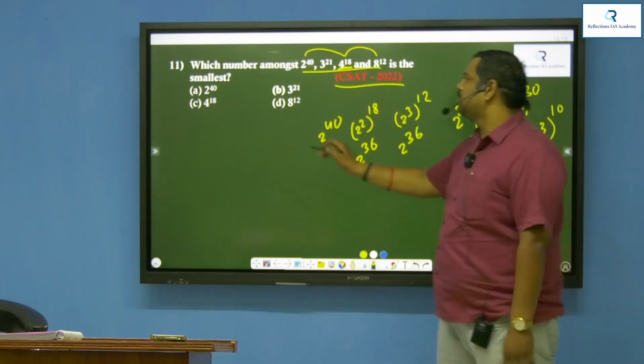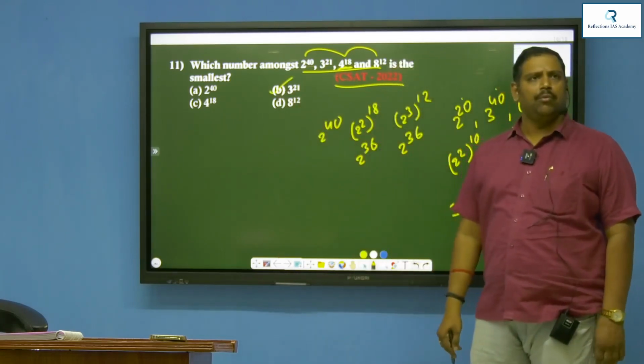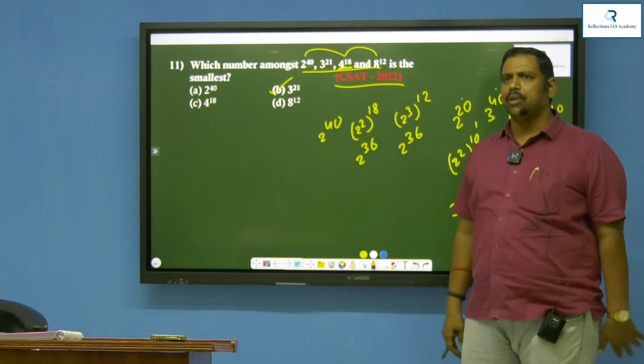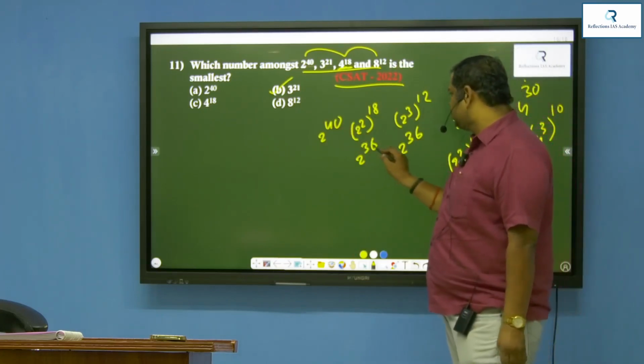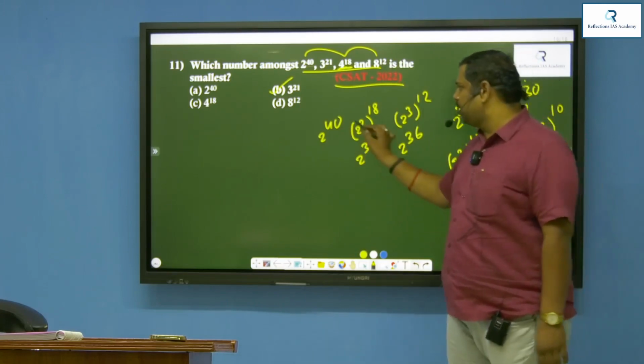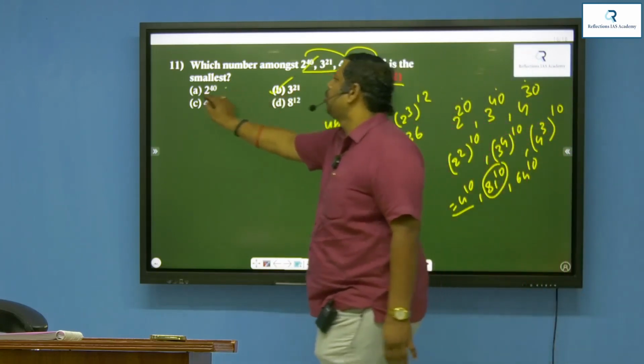So it means 2 power 36. I can say that the answer is 3 power 21. Why? Because observe a small point logically. Here, when compared to 2 power 40, these two are small. So this will not be the answer. So this option is ruled out.